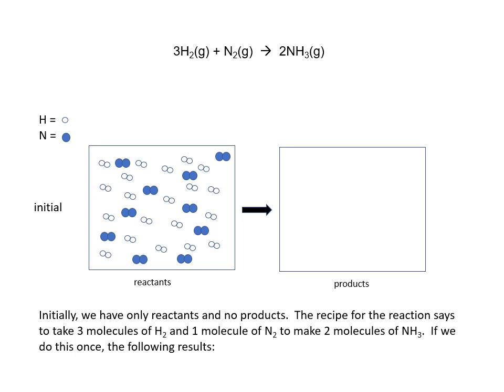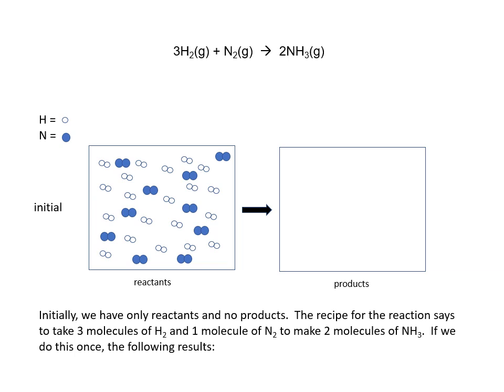The diagram on this slide shows what this would look like on the molecular level. Here we are using white circles to represent hydrogen atoms and blue circles to represent nitrogen atoms. The box on the left shows the reactants, 20 hydrogen molecules and 10 nitrogen molecules. The box on the right shows the product molecules at this point. Initially, we have only reactants and no products.